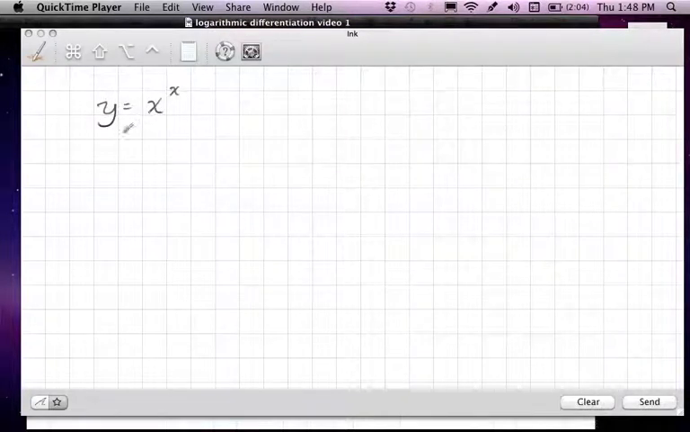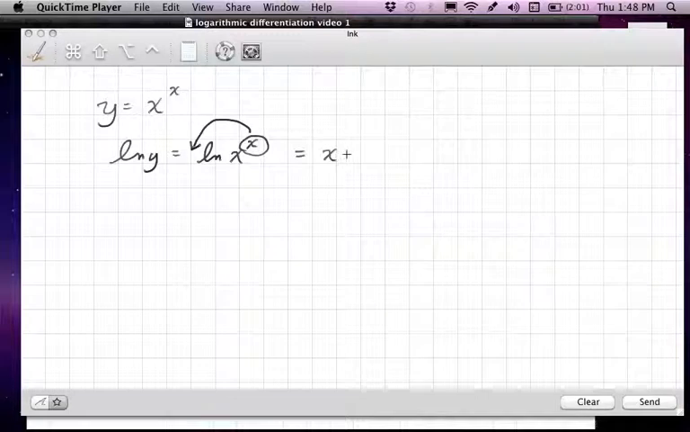So we're going to do the same thing we did before, and you want to take the natural log of both sides. So ln y is equal to ln x to the x. The reason we want to do this is because when you have the natural log of a to some power, you can take this power and put it in front. So this is equivalent to x times natural log of x. Then to find the derivative, do the same thing we did before: find the derivative of both sides with respect to x.